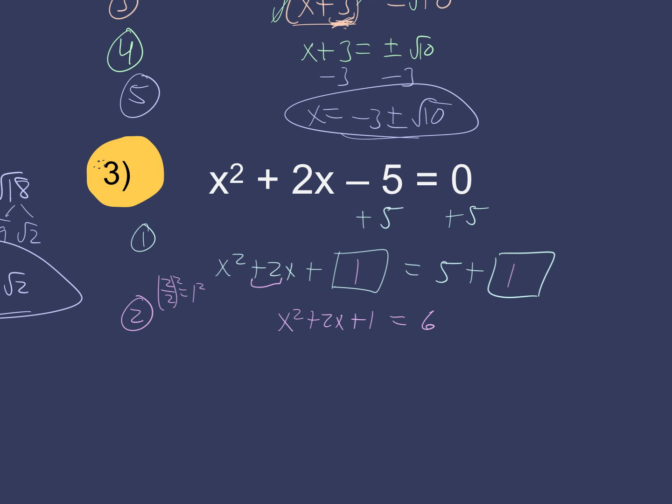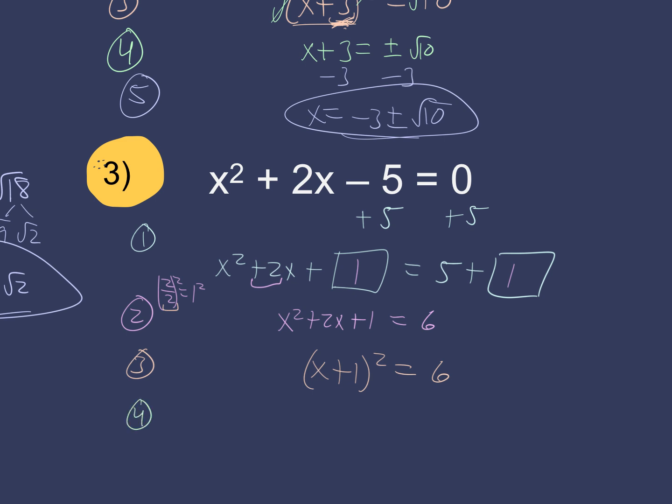And then we want to factor the perfect square trinomial, right? You could know that x squared plus 2x plus 1 is going to factor as x plus 1 squared, or you can just find your b over 2 term and throw it in front of your x, right? So we get x plus 1 squared equals 6.